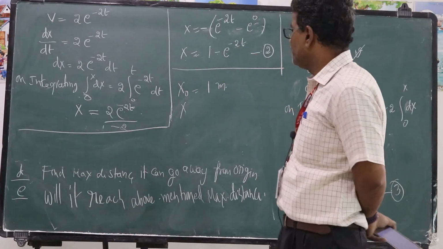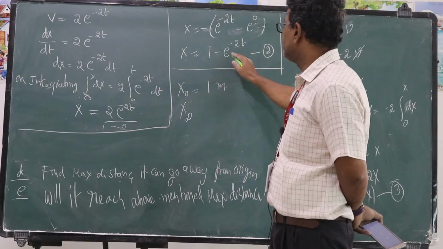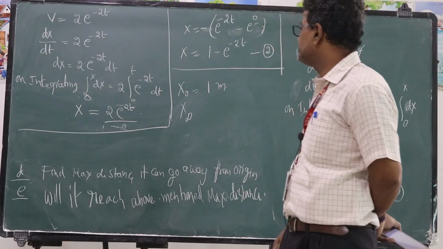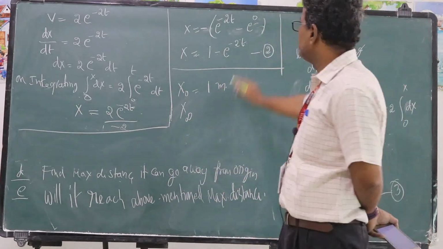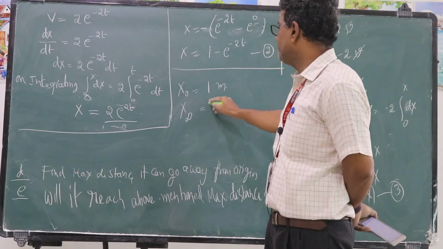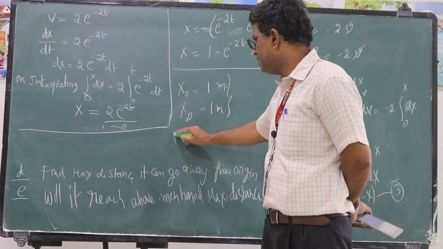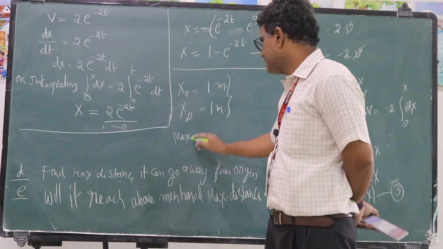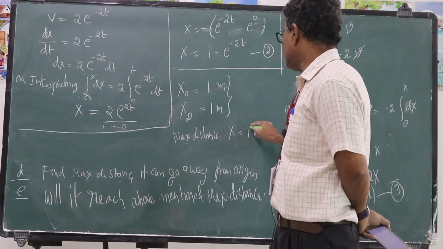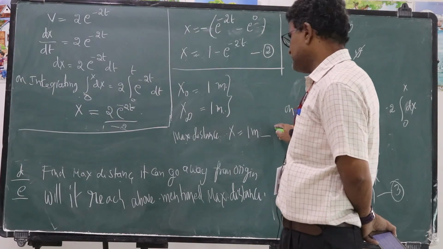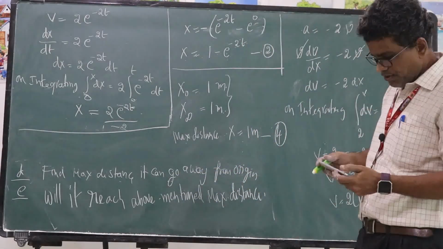Now you put t is infinity. e to the power minus infinity, so what will you get? 1 by infinity, and 1 by infinity is 0. So this factor becomes 0, so x of infinity is 1. So the maximum distance the particle can go away from origin is 1 meter. So this is the answer for the fourth one: 1 meter.